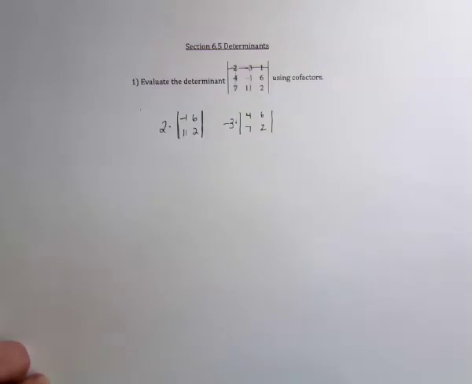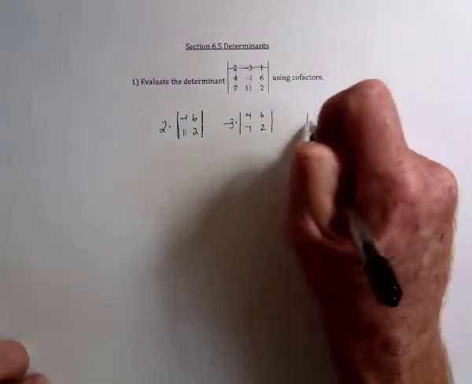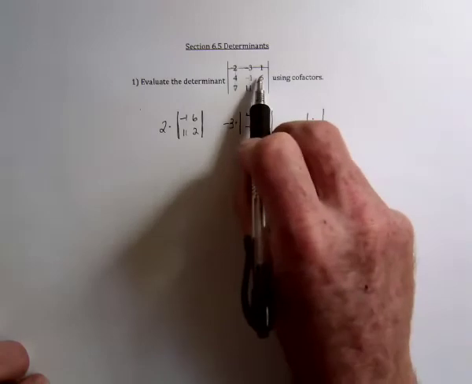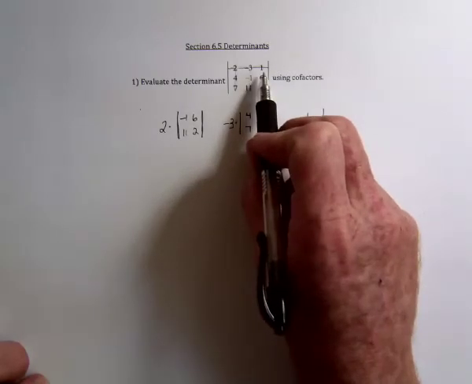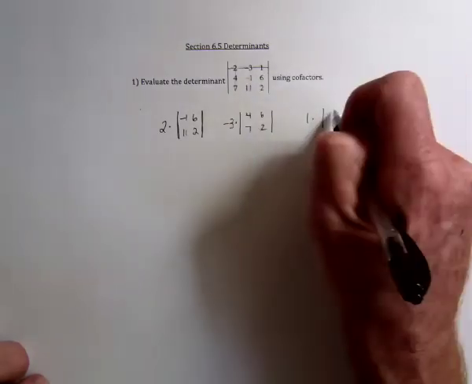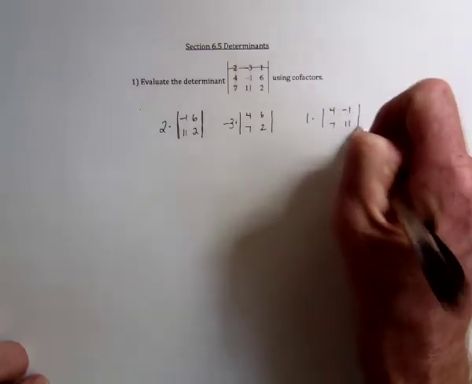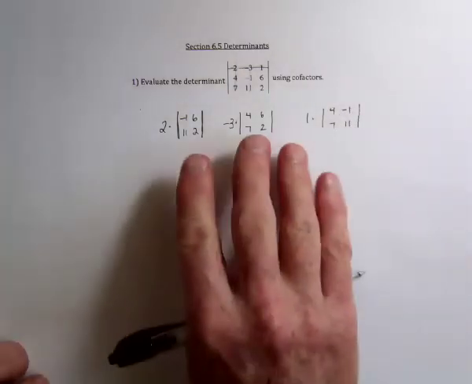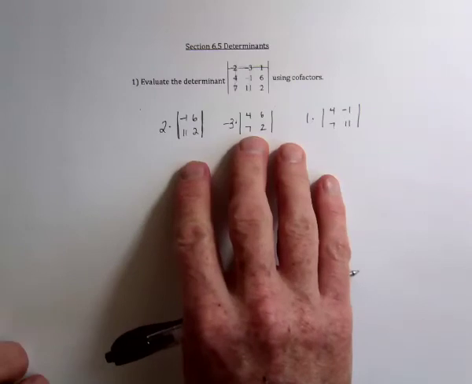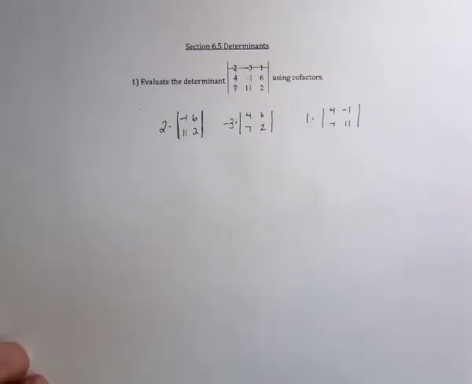And then finally do the same thing with the 1. So it's going to be the 1 that gets multiplied with, so if we cross that 1 out, it's going to leave 4, -1, 7, 11.